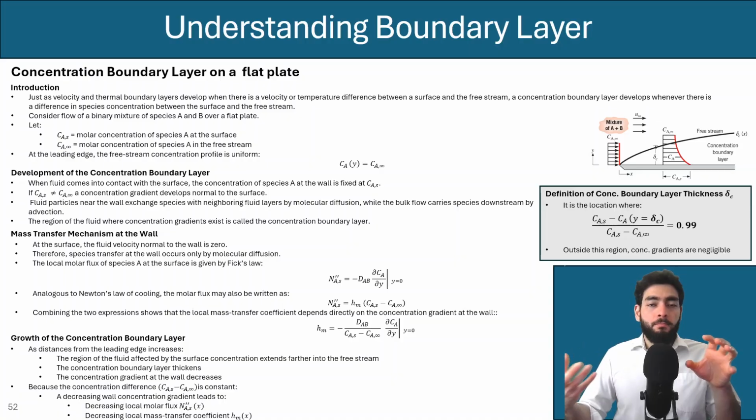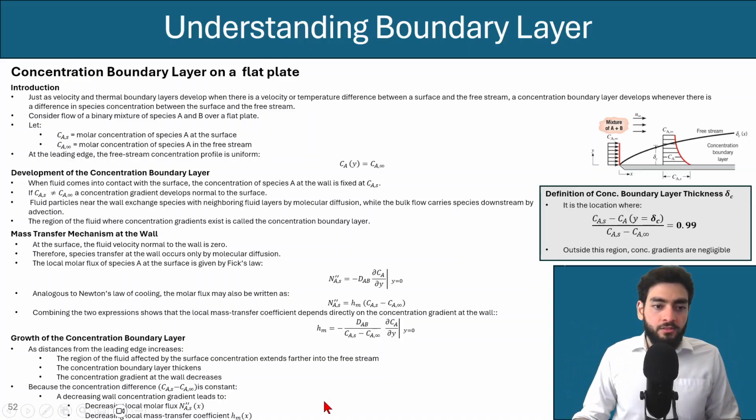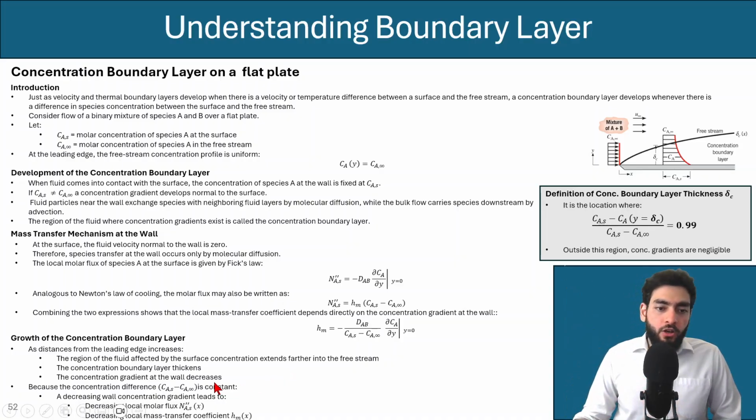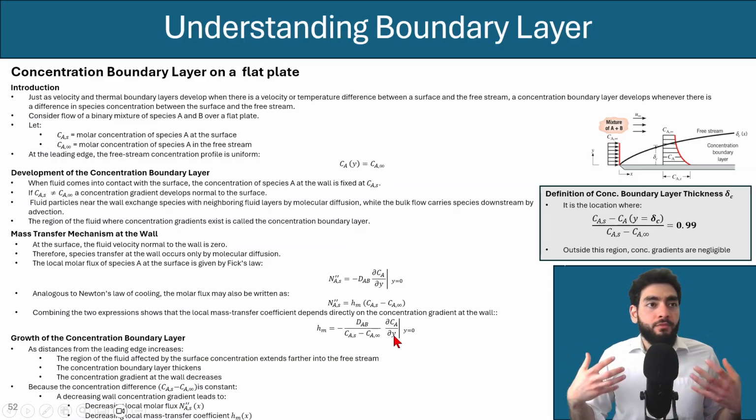Now, before seeing what we're going to do with this, which is going to be pretty similar to what we did with the thermal boundary layer analysis, let's look at the boundary layer thickness. As distance from the leading edge increases, the region of the fluid affected by the surface concentration extends further into the stream, and the concentration boundary layer, as you can see here, thickens. The concentration gradient at the wall decreases, and it decreases for all the same reasons that we've already discussed previously.